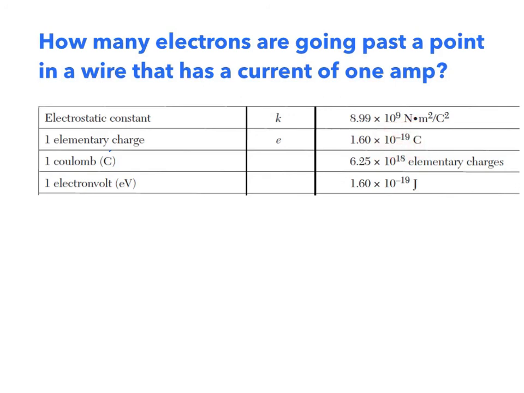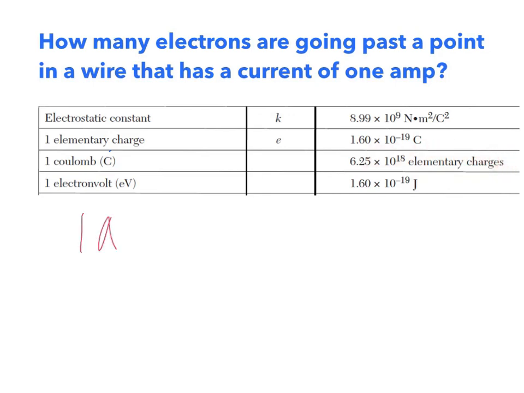But right here on the reference tables, it tells me that I have to assemble a whole bunch of these guys to make up a coulomb of charge. In fact, I have to assemble 6.25 times 10 to the 18th elementary charges to make up 1 coulomb. So an electron carries an elementary charge, and you would have to have this many elementary charges to make a coulomb.